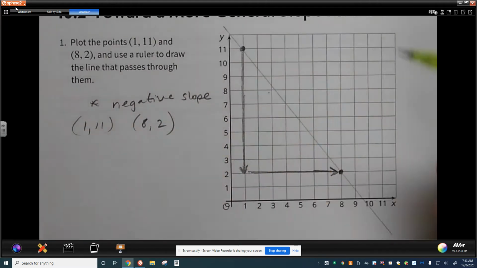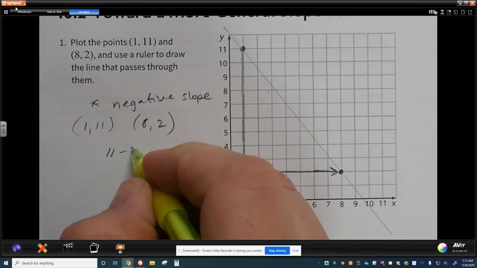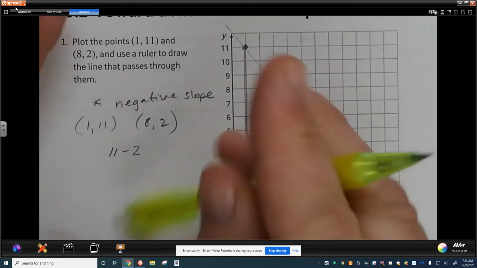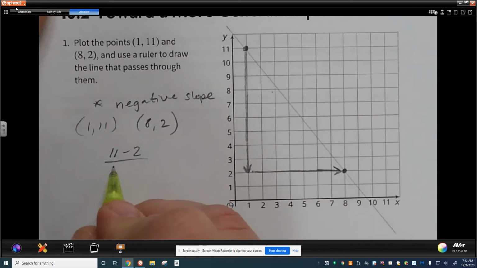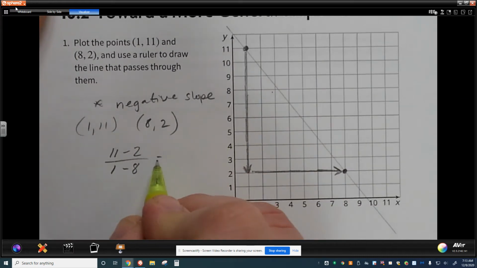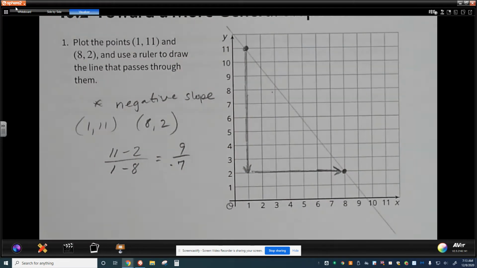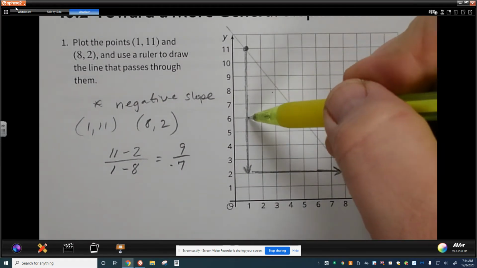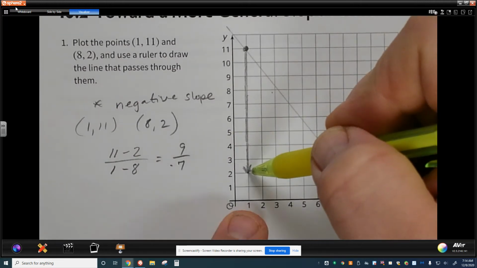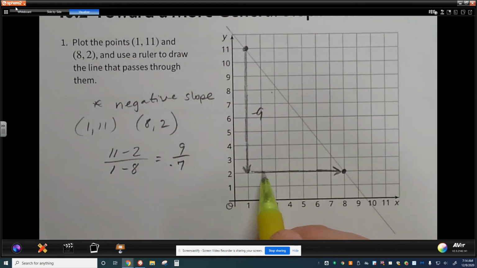So we take the vertical change here from 11 down to 2, which is going to be 11 minus 2. And then we take the horizontal change that goes from 1 to 8, 1 minus 8. And we get 9 divided by -7. And this would be our slope. We can count the same way and count down 1, 2, 3, 4, 5, 6, 7, 8, 9. Rise -9 over a run of 1, 2, 3, 4, 5, 6, 7.